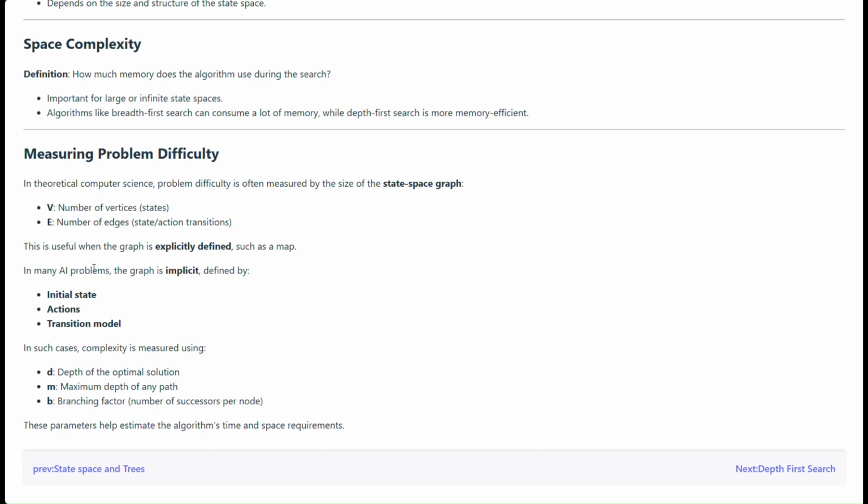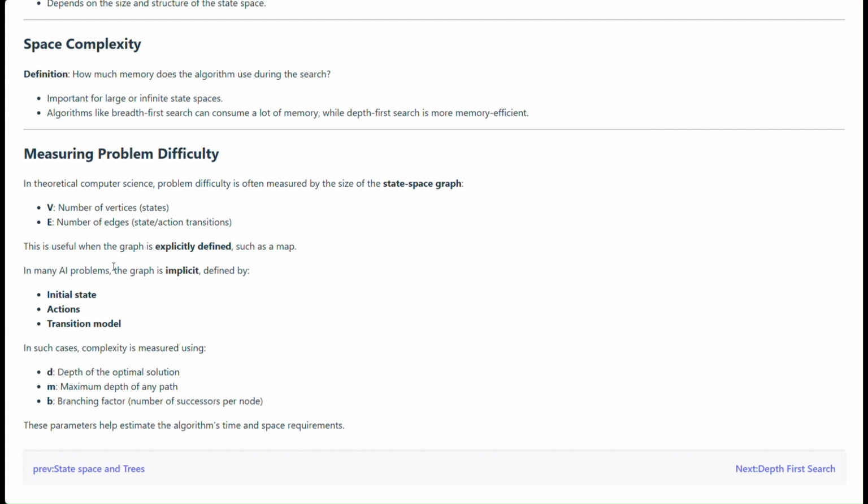Next up, let's discuss some measurements for problem difficulty. First of all, we have two types of problem definitions. Firstly, explicitly defined problems, which are problems that can be laid out on a graph, similar to the state space of the cities of Romania. Explicitly defined problems are problems that are defined with vertices and edges, which are states and the actions that you need to take to transform from one state to another.